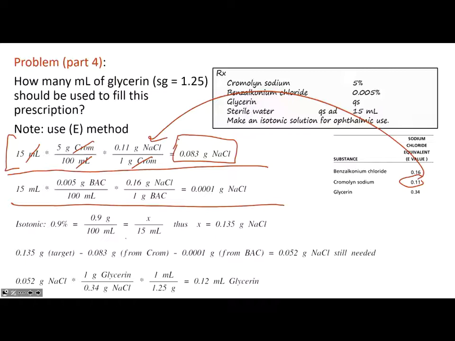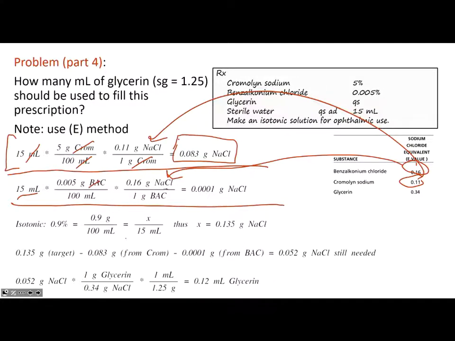All I did was first convert from my volume using my concentration to my weight of chromalin, and then use my E value to convert from grams of chromalin to grams of sodium chloride. Because now I'm going to do that same exact thing for the benzalkonium chloride. So I won't repeat all of this. It's my 15 mils times its concentration. But again, it has a different E value. So I come over here and say its E value is 0.16, or 0.16 grams of sodium chloride per gram of benzalkonium chloride.